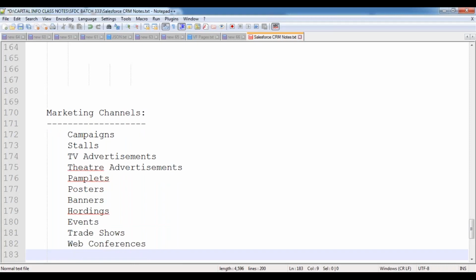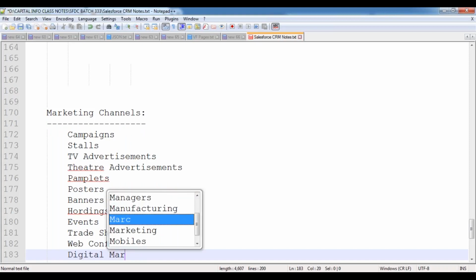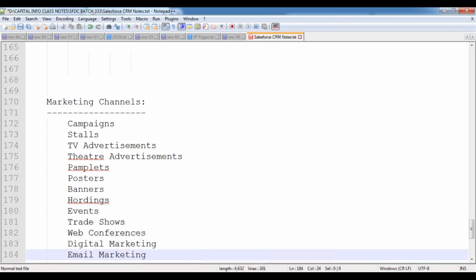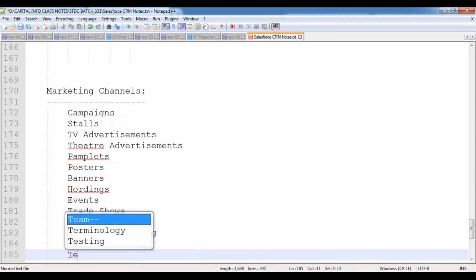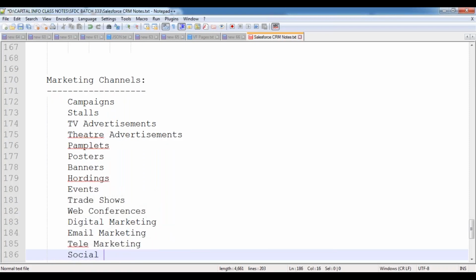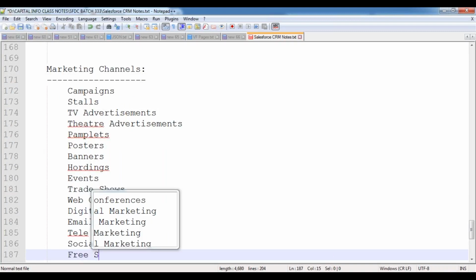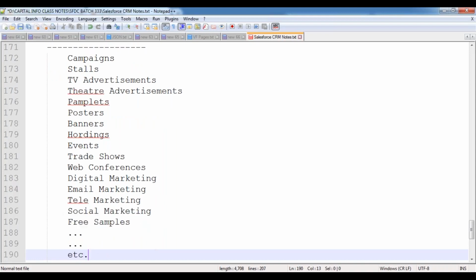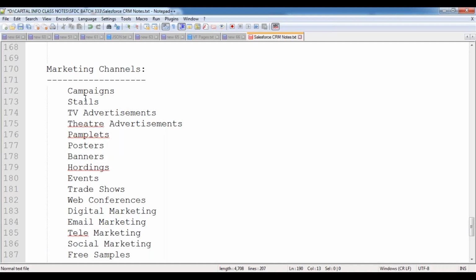And we can go with digital marketing, email marketing, telemarketing, social marketing, and some free samples. Like that, we have so many ways available to do the marketing. These are all called marketing channels.